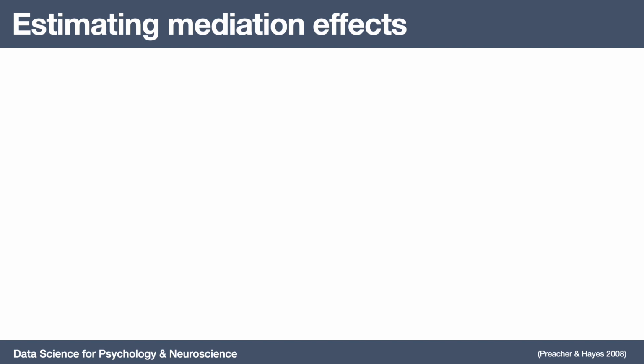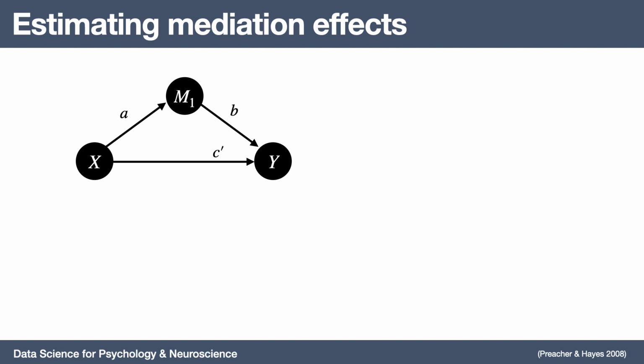Now, the innovation of the Preacher and Hayes approach, as one of a set of ways of estimating mediation effects, is in how it determines these indirect pathways. So let's take a simple case here, a single mediator model where I have a single variable, M1, that relates indirectly the influence of X on Y. So I have my AB pathway and I have my C prime pathway. In order to estimate this mediation model, what I have to do is run three independent regression models.